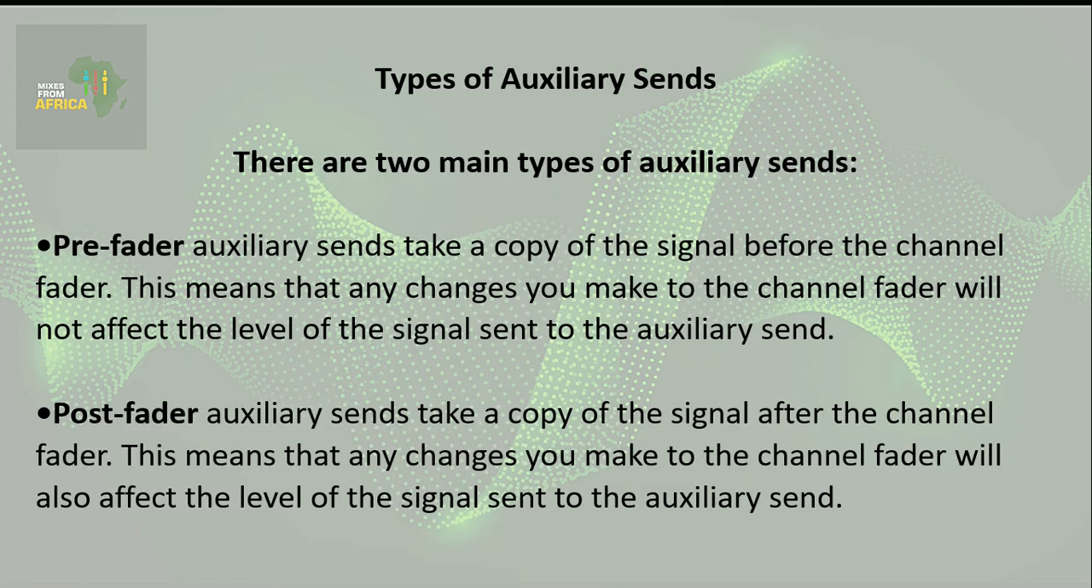There are two types of auxiliary sends. We have the pre-fader and the post-fader. The pre-fader auxiliary sends take a copy of the signal before the channel fader. Pre-fader, before the fader. This means that any changes you make to the channel fader will not affect the level of the signal sent to the auxiliary send.